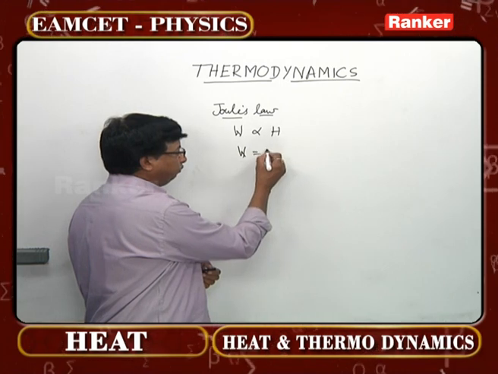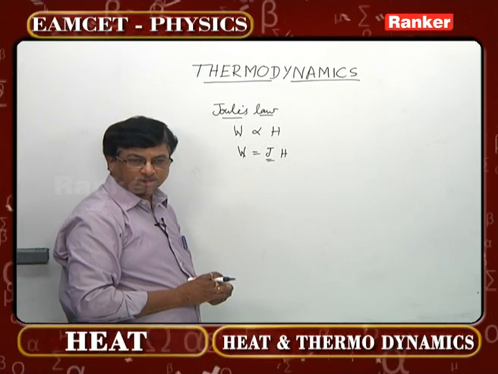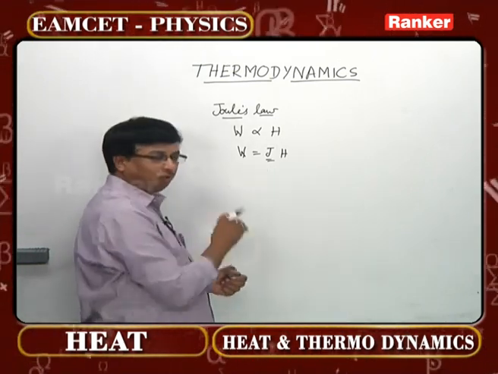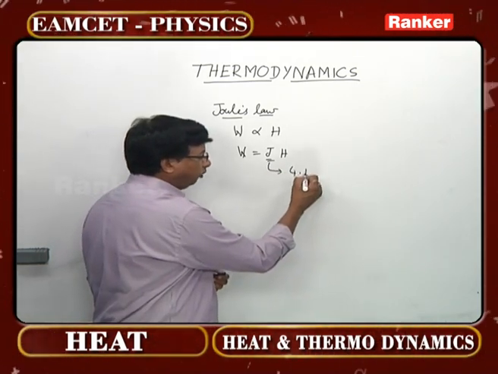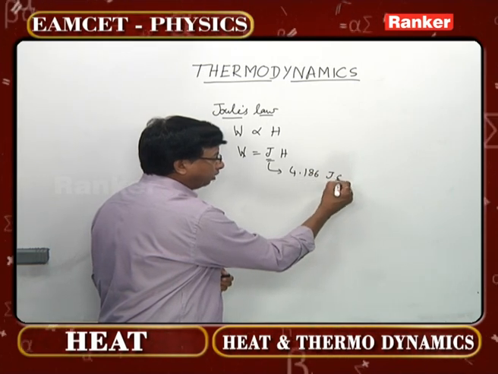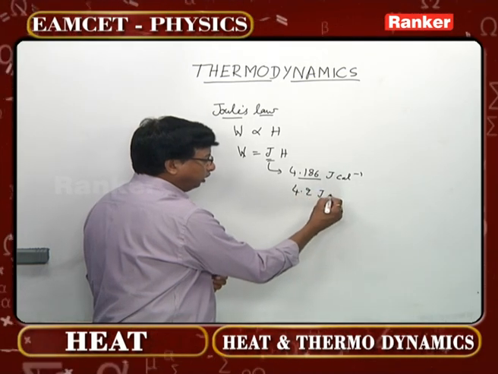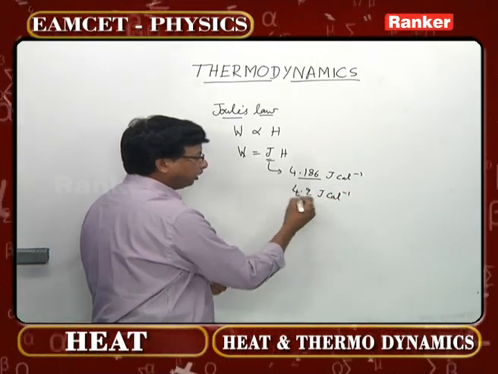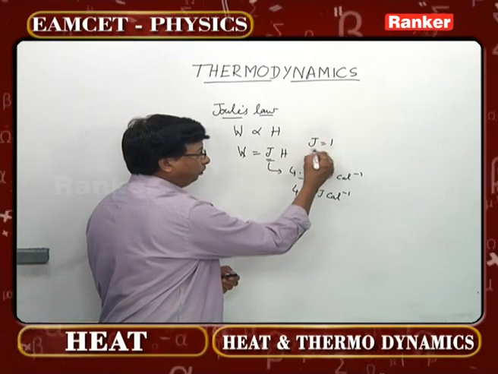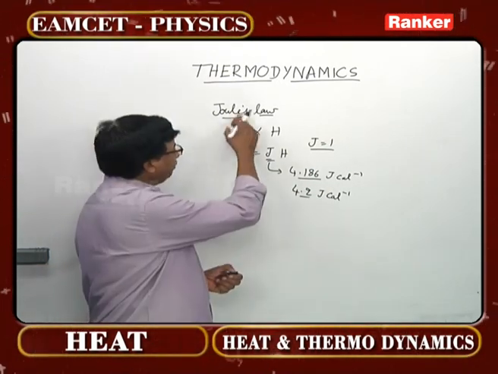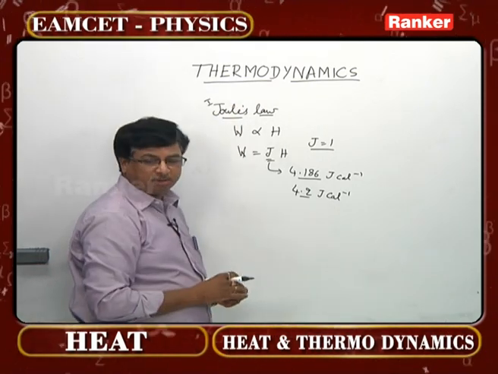W can be written as J times H, where J is called either the mechanical equivalent of heat, or Joule's constant. We know its value as 4.186 Joule per calorie, but for all practical calculations, we take this value as 4.2 Joule per calorie. And remember carefully, in pure SI units, the value of J will be taken as simply 1. Its applications are to be discussed. That is the first zone of this thermodynamics topic.